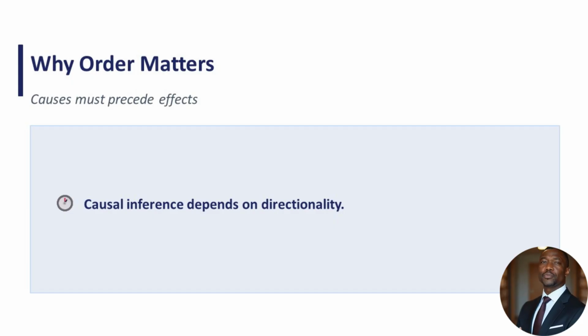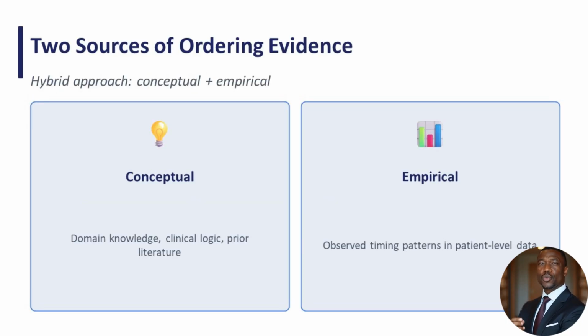A fundamental principle of causal reasoning is that causes must precede their effects in time. Without temporal order, we cannot distinguish correlation from causation. We cannot understand direct and mediated effects. DEMI uses a hybrid approach to establish temporal order, drawing on two complementary sources of evidence. The first is conceptual knowledge, derived from domain expertise, clinical logic, and prior literature. The second is empirical evidence, the actual timing patterns observed in population-level data.